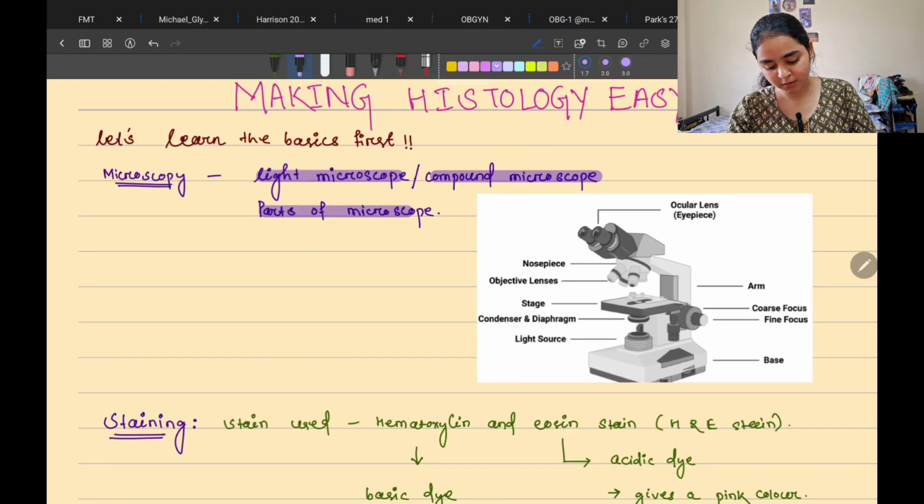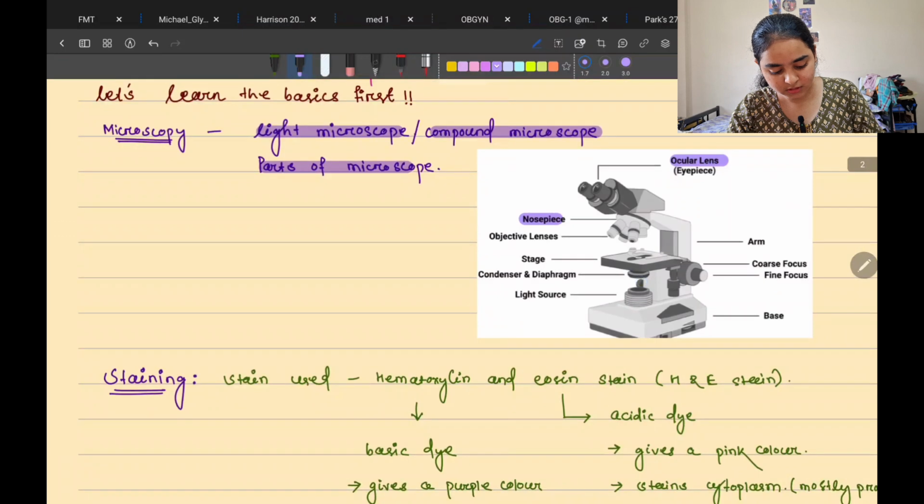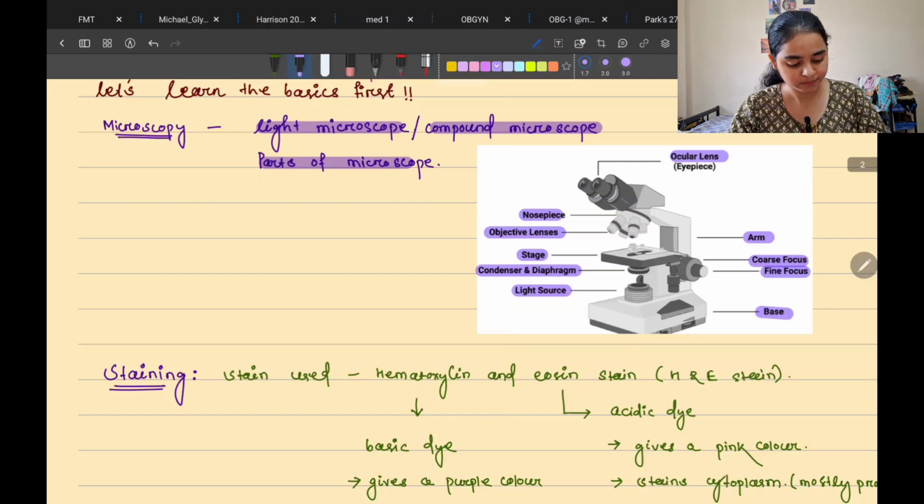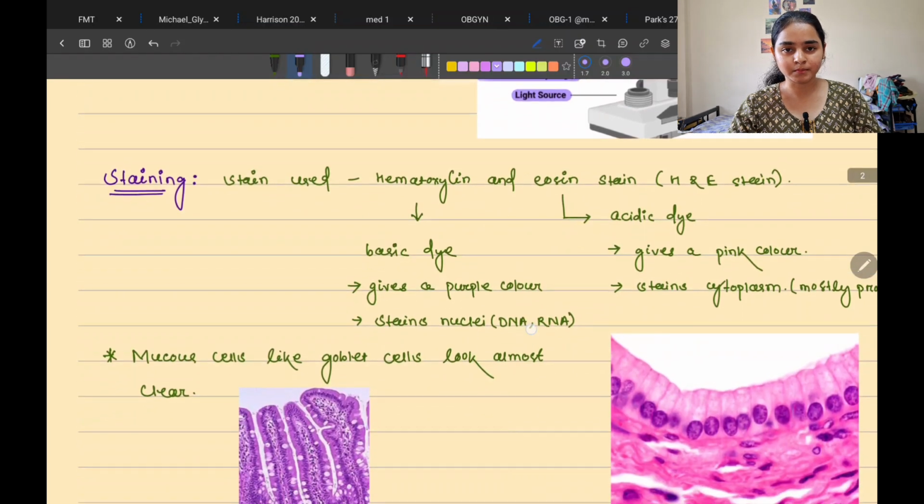You should know the parts of the microscope. The uppermost part is the ocular lens or the eyepiece through which you are seeing the objects, and below which there is a nose piece, then the objective lens, then there is a stage upon which you are putting your slides. Below the stage there is a condenser and a diaphragm through which you can adjust the light, and below that there is a light source. The back of the microscope is known as the arm, that is the support, and there are two adjustments. One is fine adjustment and one is coarse adjustment through which you can adjust your slide. Then the lowermost part is the base.